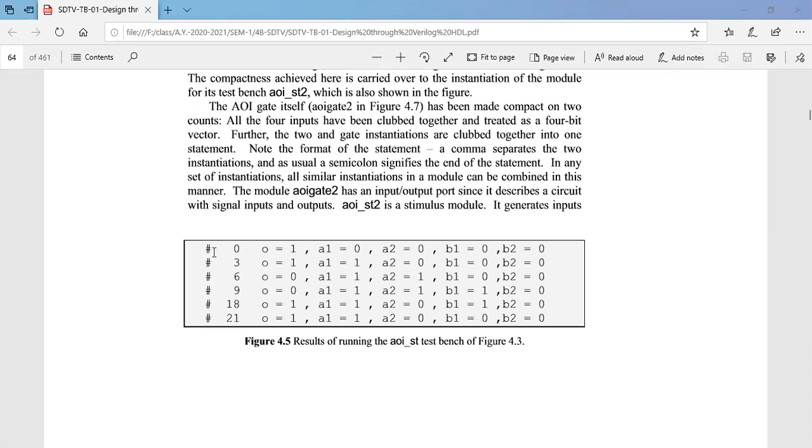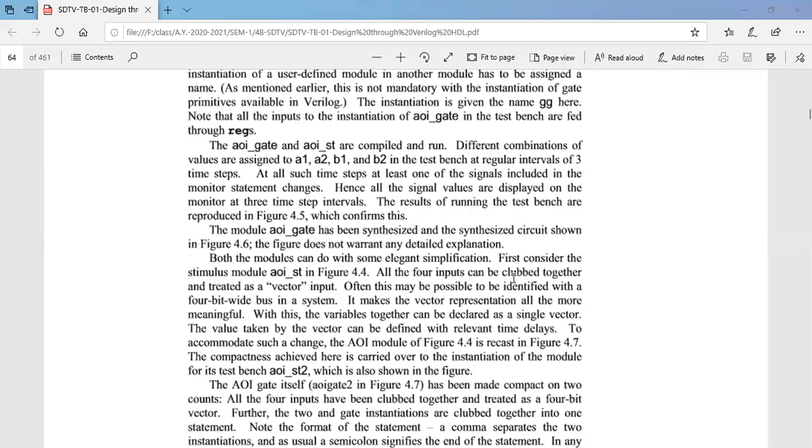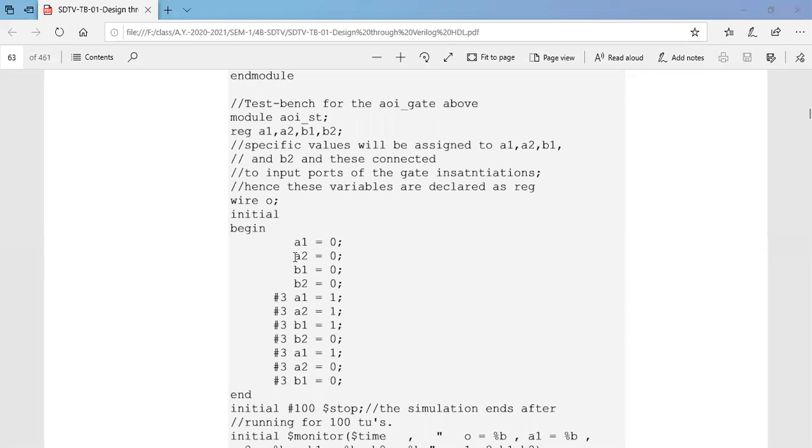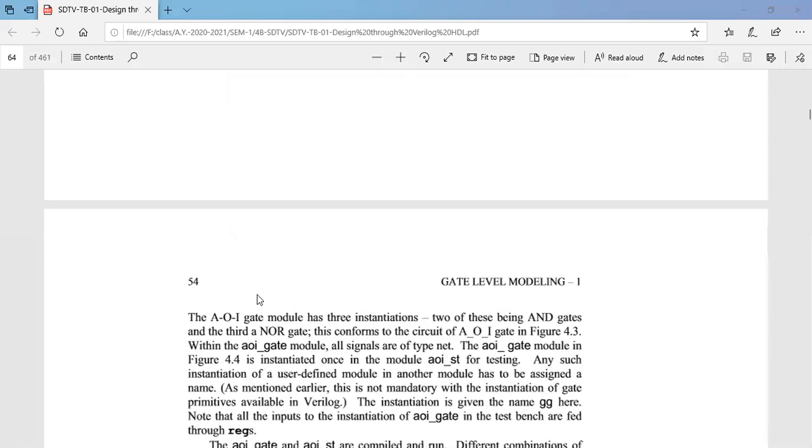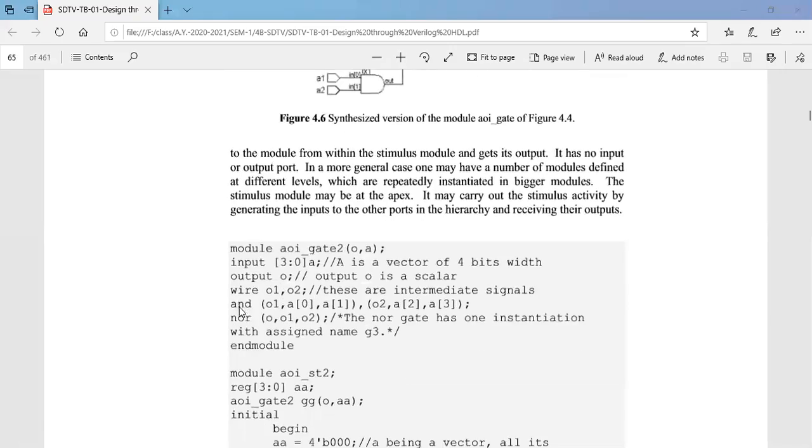This indicates that particular point of time: after 0 units, after 3 units, after 6 units, 9 units, 18 units, 21 units. At what point of time, what are its values? O is indicating the output, right? These are the inputs. This is what is going to happen. Initial means here at the 0th point of time. Okay, just observe the difference.